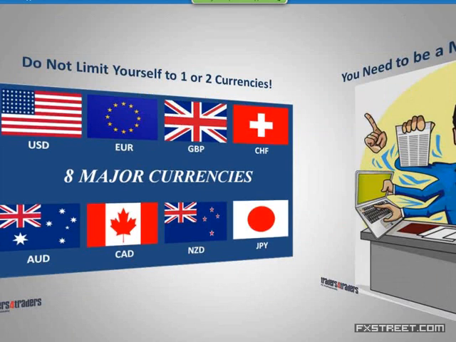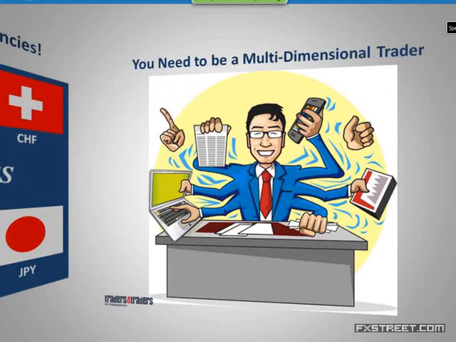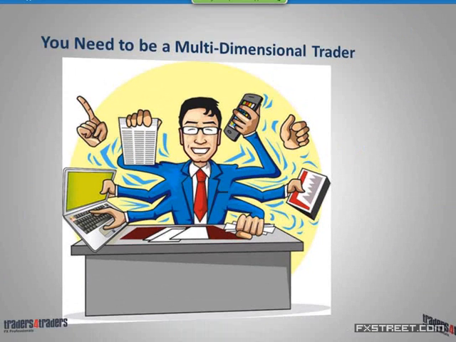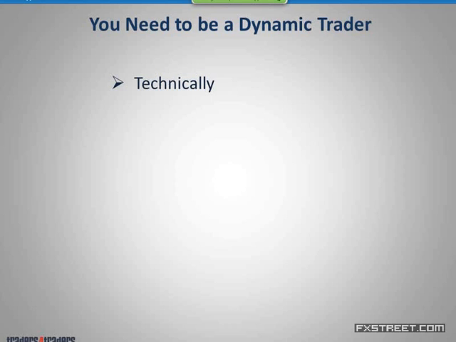So what do you need to be? You need to be a multi-dimensional trader. Okay, and this is where it really comes down to trade execution. Also understanding the technical fundamentals of the market. But if you can get this dynamic in your trading, you're going to be on the way to being a very successful trader.